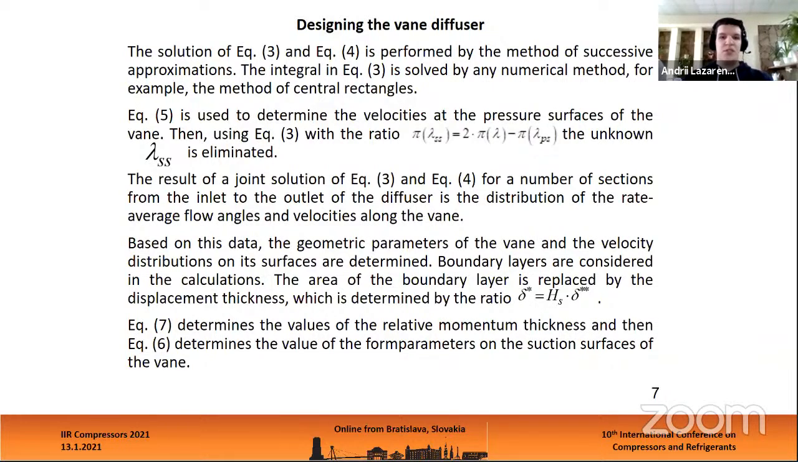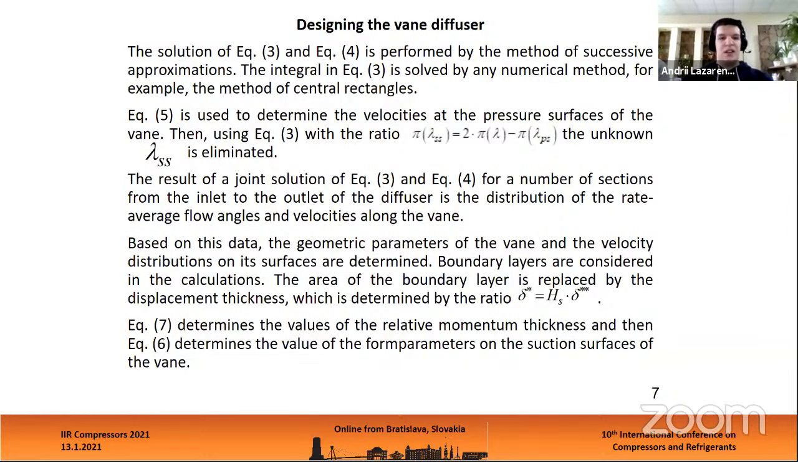Equation 5 is used to determine the velocities at the pressure surfaces of the vane, then using equation 3 with the known ratio, the unknown lambda SS is eliminated. The result of a joint solution of equation 3 and equation 4 for a number of sections from the inlet to the outlet of the diffuser is the distribution of the average flow angles and velocities along the vane. Based on this data, the geometric parameters of the vane and the velocity distributions on its surfaces are determined.